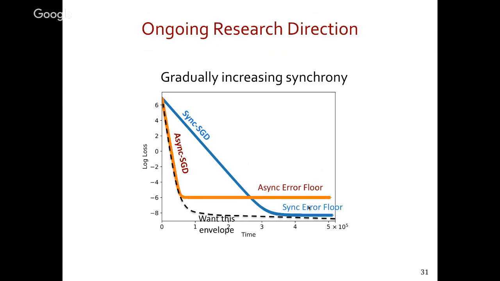An ongoing research direction that we are pursuing is to try to strike the best trade-off between async and sync, by maybe starting with asynchronous SGD and then slowly increasing the value of K to reach the low error floor that is given by synchronous SGD. This is something we are still exploring. I'll show a similar result that we have for communication efficient SGD, where we actually do this adaptive change in the communication scheme. But for this particular problem, this is still ongoing work.